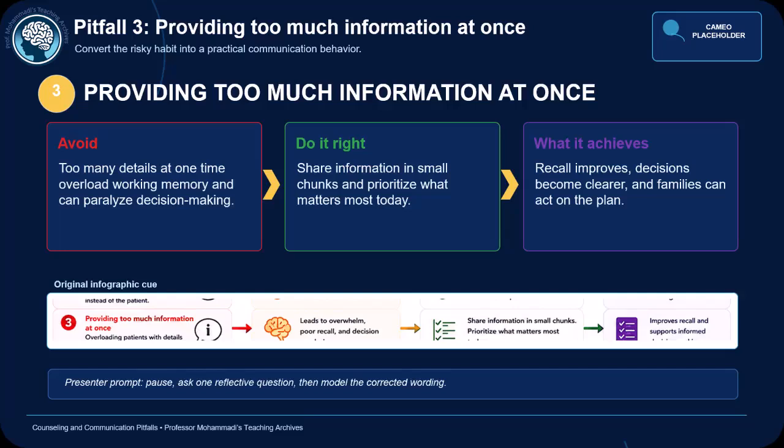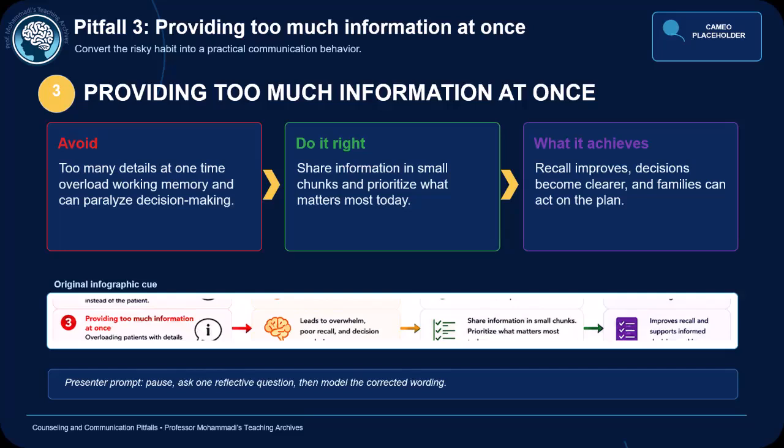A third pitfall is giving too much information at once. Clinicians often want to be complete and thorough, but too much information in one conversation can overwhelm patients and families. When people are anxious, their ability to retain information is limited. The better strategy is to provide information in small chunks. Start with what matters most today. Then pause, check understanding, and continue if needed.